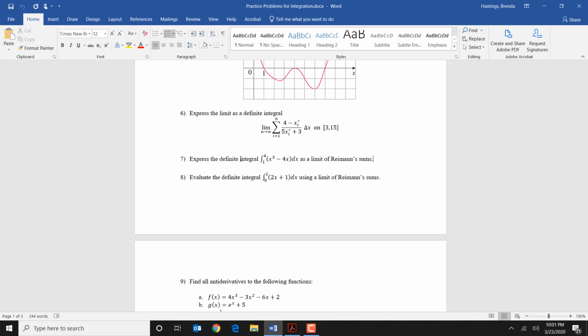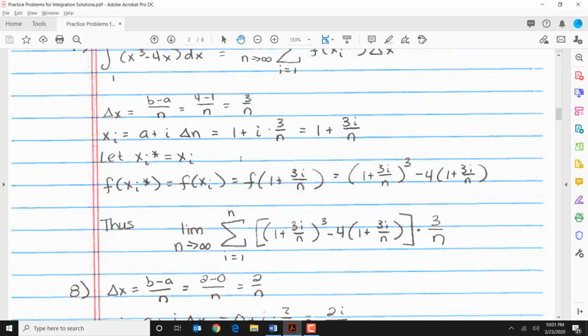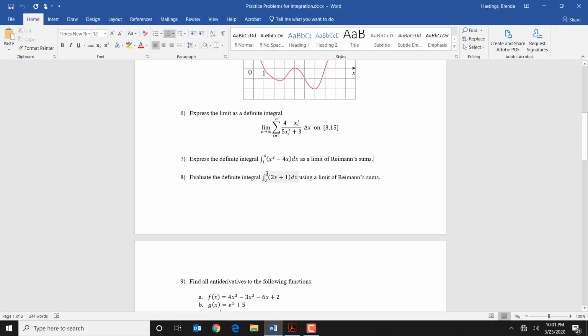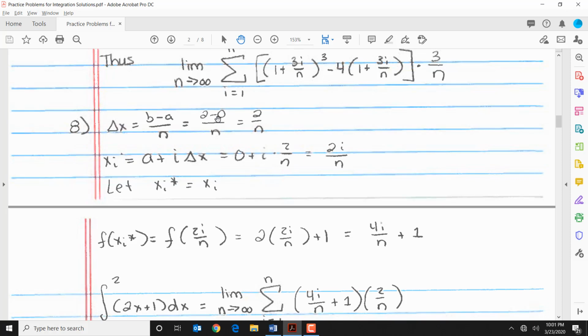So we are going to evaluate the definite integral from 0 to 2 of 2x plus 1 dx using Riemann sums. So we're going to go through the same process. Find our partition, b minus a over n, where our b is 2, our a is 0, over n is just going to stay as n. So we get 2 minus 0 over n, or 2 over n. Our xi is going to be a plus i delta x. A, my starting point, is 0, plus i times, I just found delta x to be 2 over n, so I get 2i over n.